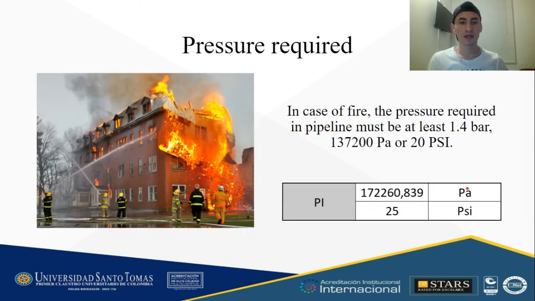So we did research, and we found that in case of fire, the pressure required in the pipeline must be at least 20 psi. As you can see here, the pressure in our system at node E was 25 psi. So we can say that the system that we designed can be used in case of fire.